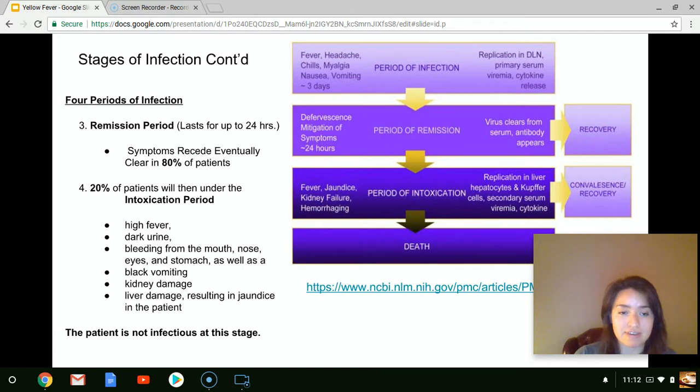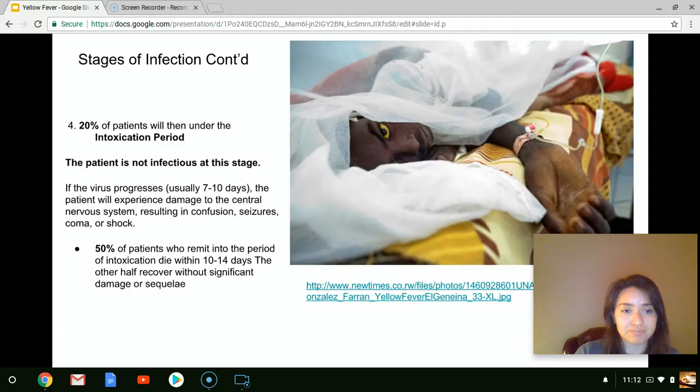There's high fever, dark urine, bleeding from the mouth, nose, eyes, and stomach, black vomit, and kidney and liver damage. The liver damage results in jaundice in the patient, and that's where yellow fever virus gets its name, because of the yellowing. At this stage, the patient isn't infectious, which is interesting.